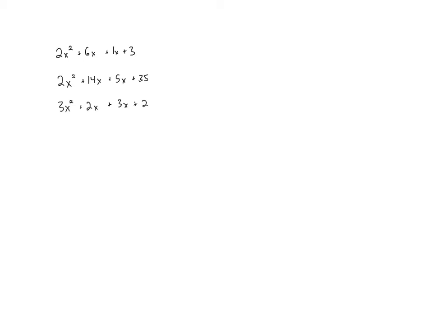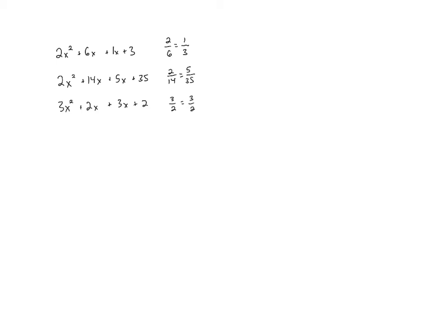Let's take a look at the first one. The coefficients are 2, 6, 1, and 3. And I want to point out that these coefficients are proportional to each other. And the same is true with the other ones. We've got 2, 14, 5, and 35. These coefficients are also proportional. 2/14 equals 5/35. And the same is true here, though it might seem even more obvious. 3, 2, 3, and 2. In all of these situations, the coefficients are proportional.